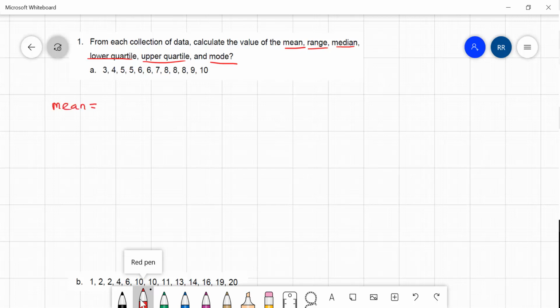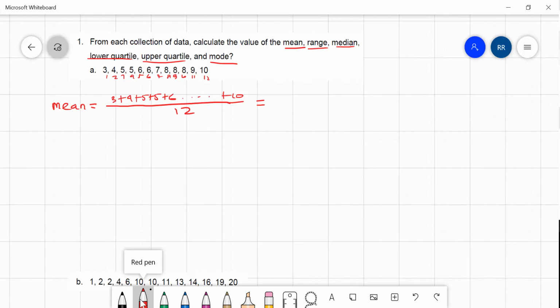So the common word for the mean is average, right? Average means that you add all of the values of the data, and then you divide by the number of data that you have here. So you add 3 plus 4 plus 5 plus 5 plus 6 and so on until you get 10, and then divide by the number of data. We count 1, 2, 3, up to 12. So we have 12, so it is going to be divided by 12.